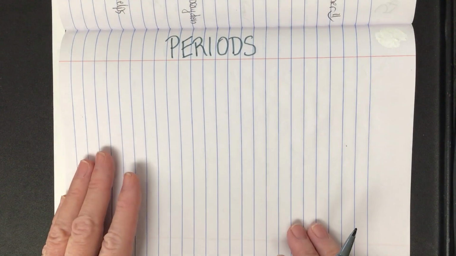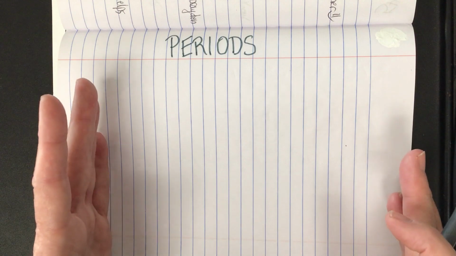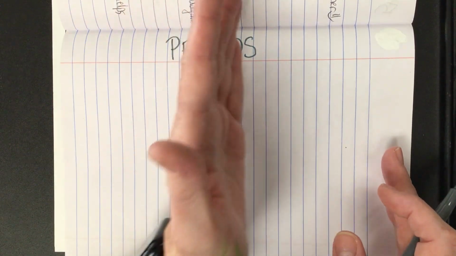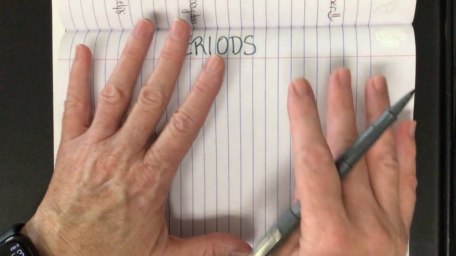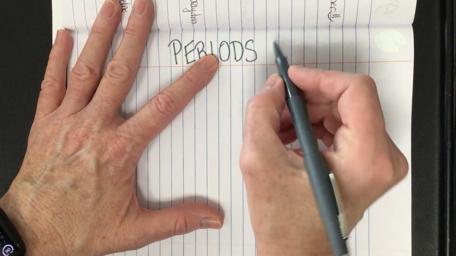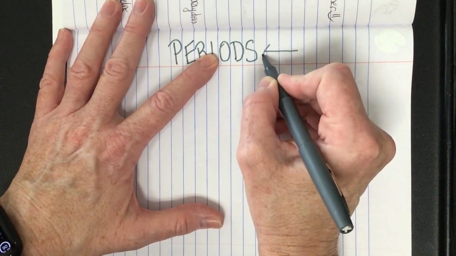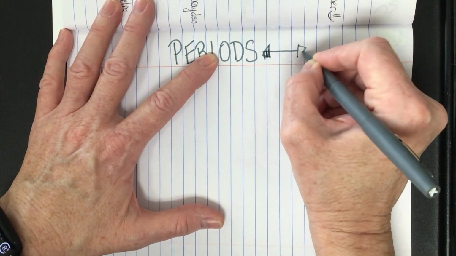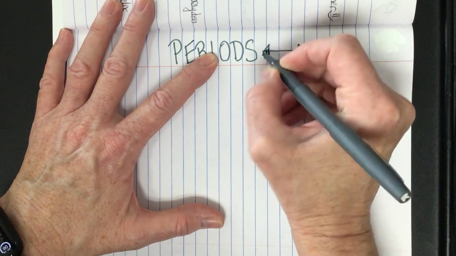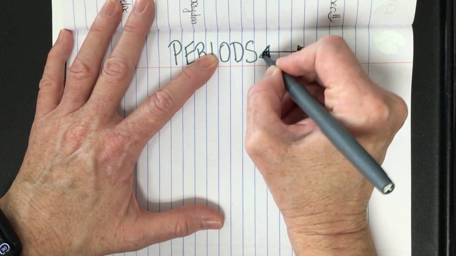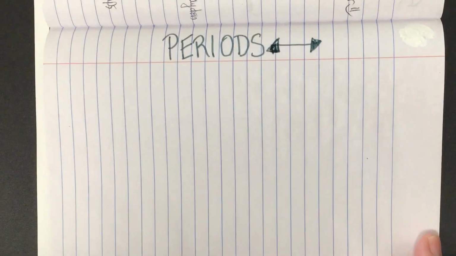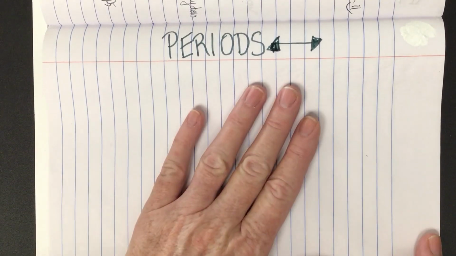Okay, we talked about groups. Do you remember how many groups there are? 18, good. And the groups go up and down. So the periods can't go up and down. They're going to go side to side. And I think we call those rows. So they go side to side. So we have a title, periods.